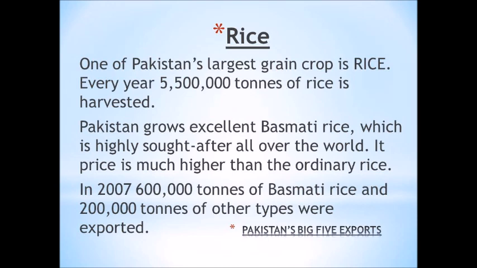Rice. One of Pakistan's largest grain crop is rice. Every year, 5,500,000 tons of rice is harvested. Pakistan grows excellent basmati rice, which is highly sought after all over the world. Its price is much higher than the ordinary rice. In 2007, 6 million tons of basmati rice and 2 million tons of other types of rice were exported.